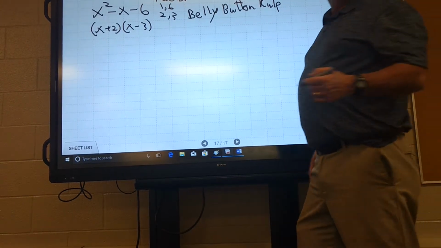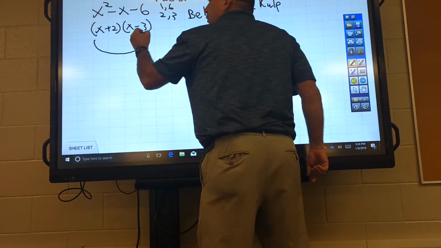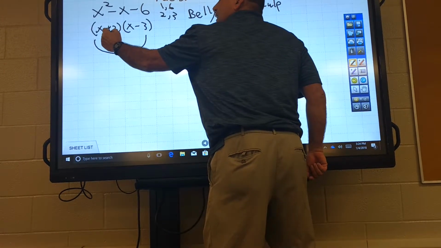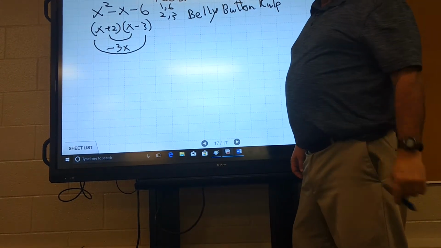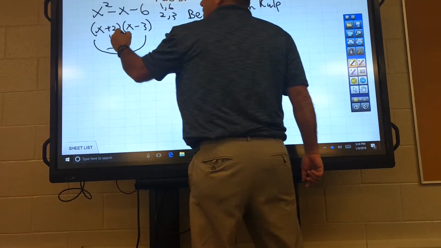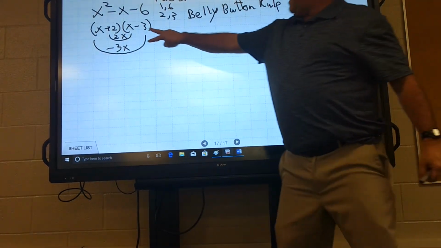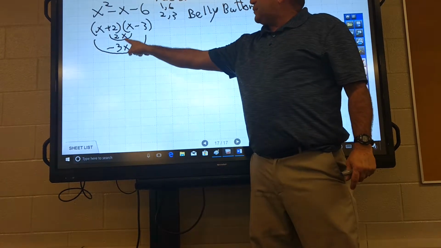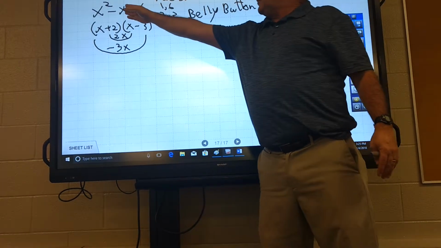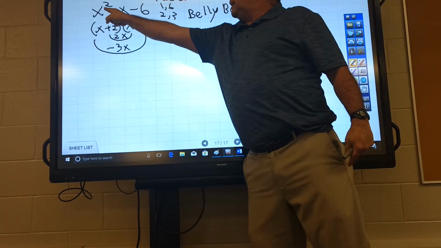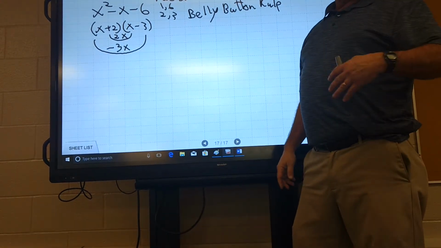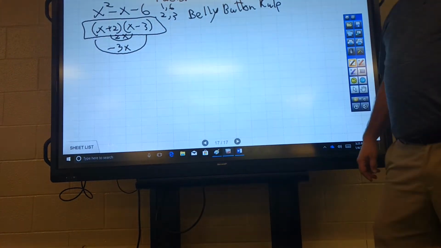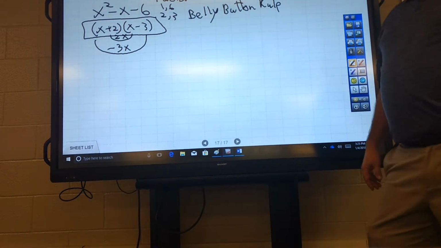So what we're going to do is multiply the outies together. And I'll put a little line from there to there. x times negative 3 is negative 3x. And then I multiply the innies together. 2 times x, which is 2x. And I'm going to then combine the outies and the innies, my 2 belly buttons. And I get 2x minus 3x is minus x, which means I get the middle term right. And I already know that I'm going to get the first term and the last term correct. So then that will be my answer. And that will be how I can factor that.